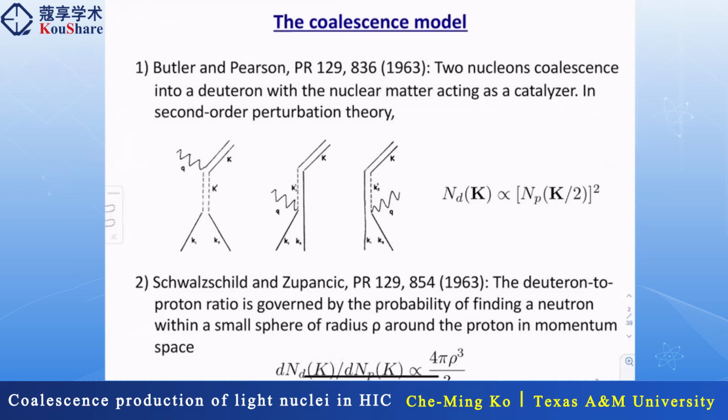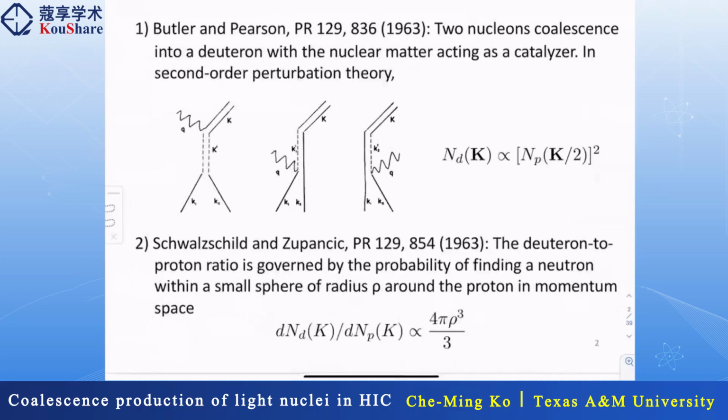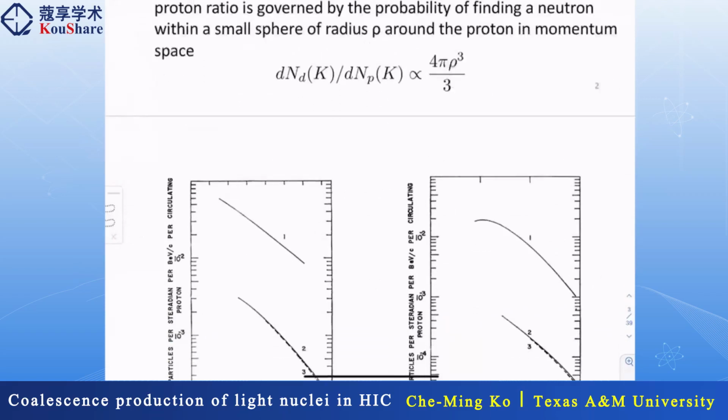You have to conserve the energy momentum through the nuclear matter, the mean field, right? In the picture shown here. But the point is the neutron number is proportional to the proton number square with half the momentum. Schwarzschild and Trupancic have the same idea that the neutron number divided by the proton number related to some phase space volume in the momentum space that around the proton, right? So that's the first pioneered work on coalescence picture of neutron productions.